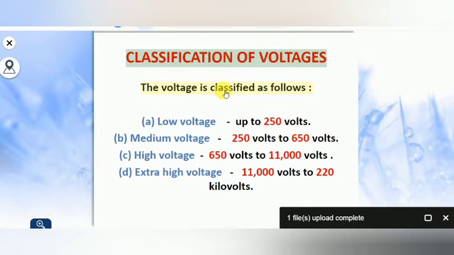Classification of voltages. The voltage is classified as follows. A, low voltage: up to 250 volts. B, medium voltage: 250 volts to 650 volts. C, high voltage: 650 volts to 11,000 volts. D, extra high voltage: 11,000 volts to 220 kilovolts.